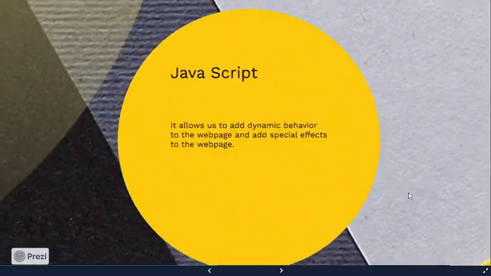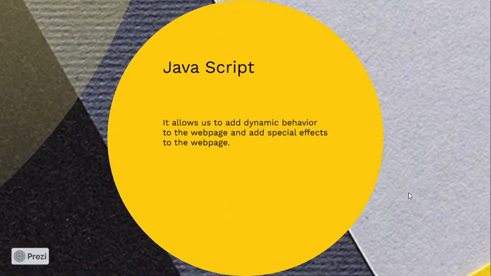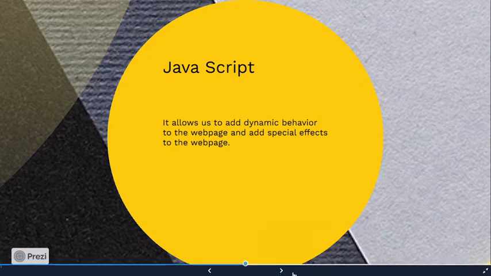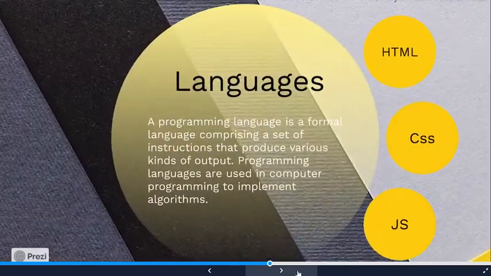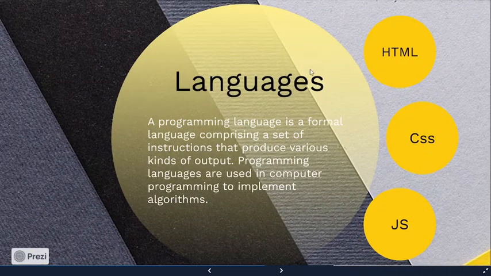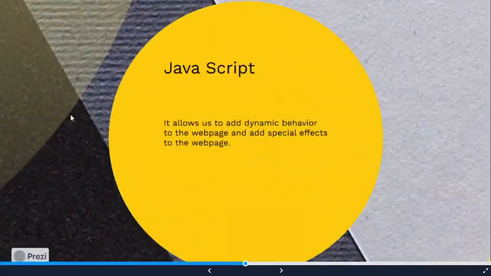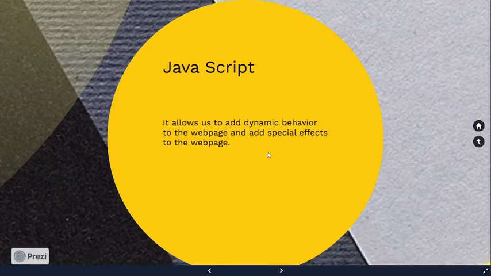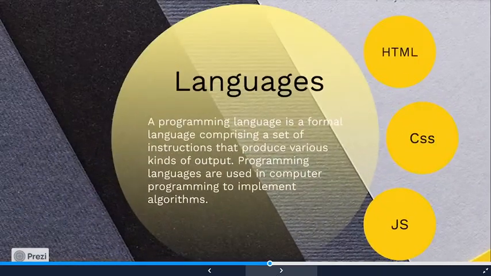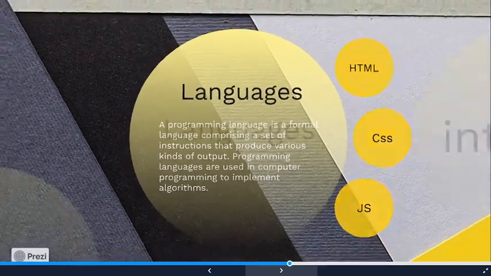And now what does JS actually do? JS is JavaScript, and it allows us to add dynamic behavior to our web page and add special effects. Like if you want that when I click this next button, it should go to the next slide, this is done by JS. If you want that someone clicks something and a pop-up comes, that is done by JS. So these things are done by JS.